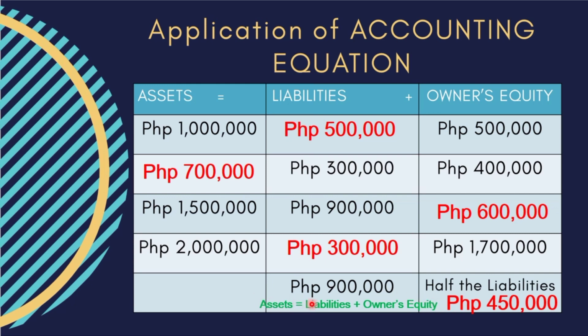Assets equals liabilities plus owner's equity. The value of the liabilities is 900,000 and the value of the owner's equity is 450,000. So 900,000 plus 450,000 is 1,350,000.